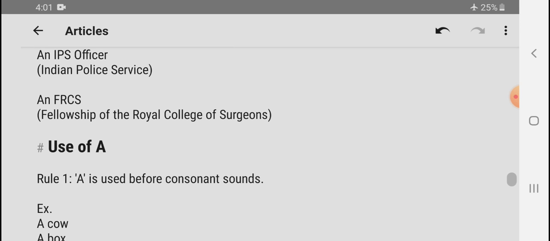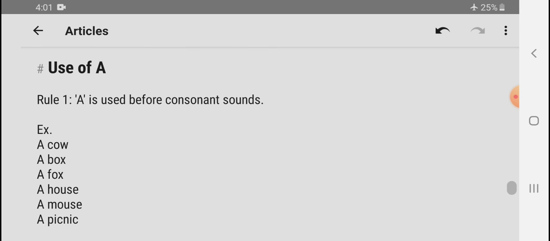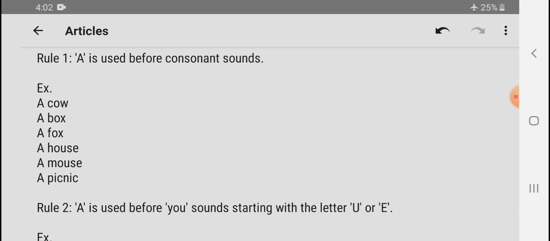Let us quickly go to the use of "a". Rule 1 says "a" is used before consonant sounds. Leaving the 5 vowels, all the other letters of the alphabet are known as consonants. So if you find any word that starts with a consonant, we use "a" before it. For example, a cow, a box, a fox, a house, a mouse, a picnic. In these examples you can see C is a consonant sound, B, F, H, M, P, all of them are consonant sounds. So rule 1 says "a" is used directly before a consonant sound.